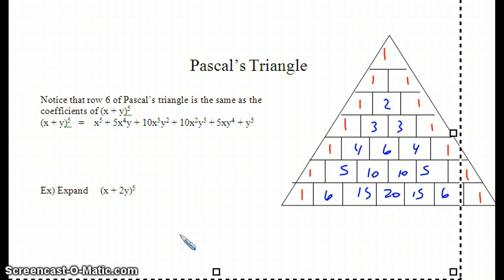Alright, welcome back to Calc Notes 9.5. This is part 2 of the video. We're actually going to start to use the binomial theorem formula to expand binomials.